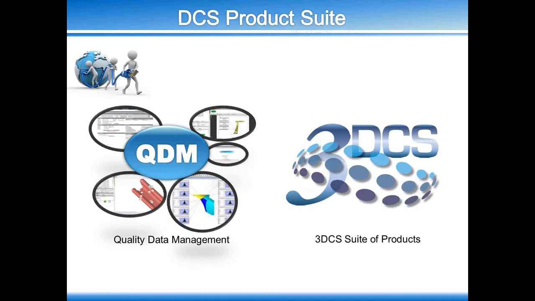So DCS, of course, is a quality assurance company providing solutions and software in order to help customers improve quality and test their processes and assembly procedures. They provide two software solutions, QDM, for quality data management, and 3DCS.